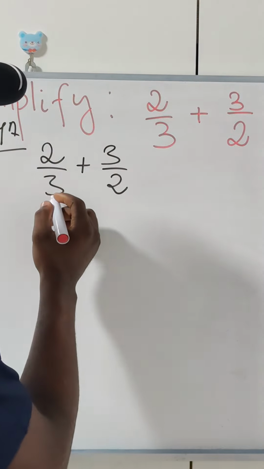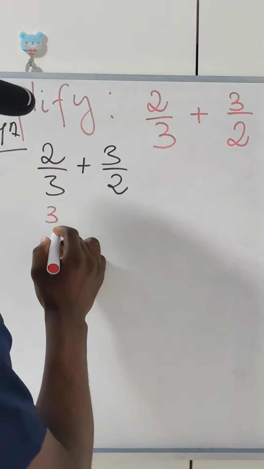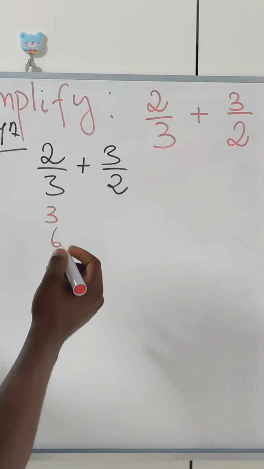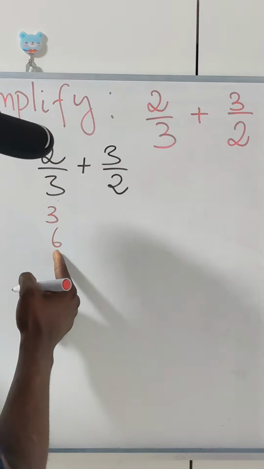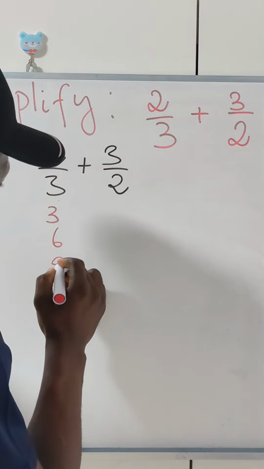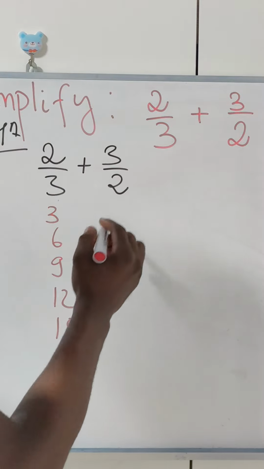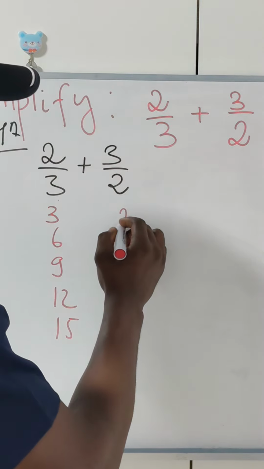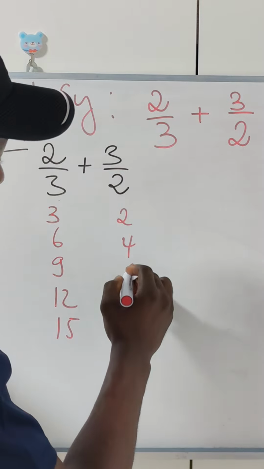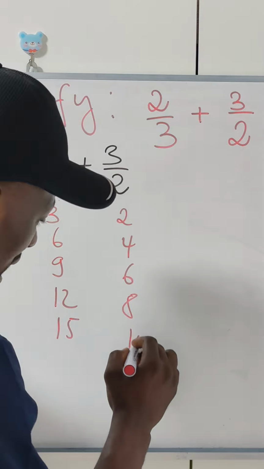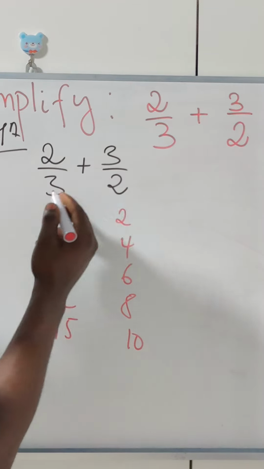Okay, now let's look at multiples of 3. We have 3 itself, we have 6. To find the multiples, start by multiplying this number by 1. 3 times 1 is 3, 3 times 2 is 6, 3 times 3 is 9, 3 times 4 is 12, 3 times 5 is 15. Let's end here. Now we do the same for 2. 2 times 1 is 2, 2 times 2 is 4, 2 times 3 is 6, 2 times 4 is 8, 2 times 5 is 10. Let's also add more here.